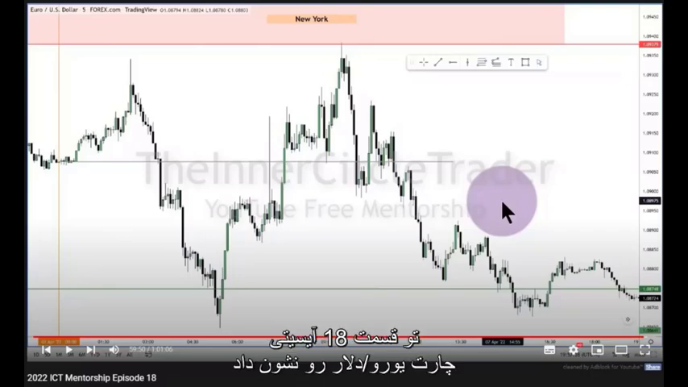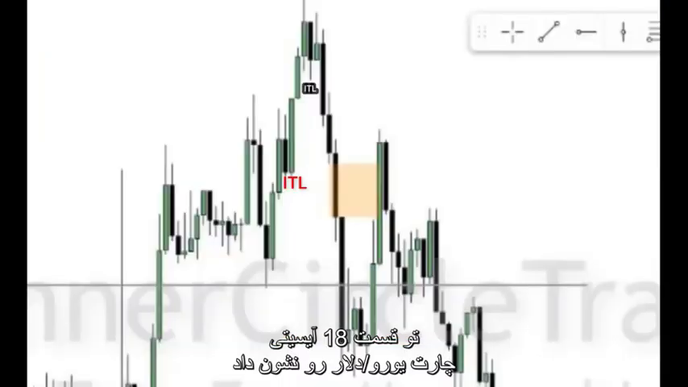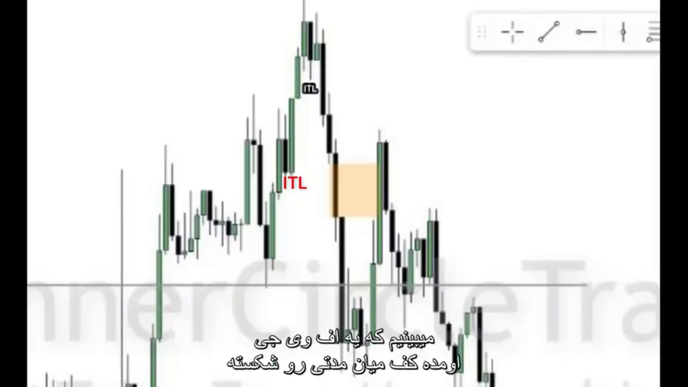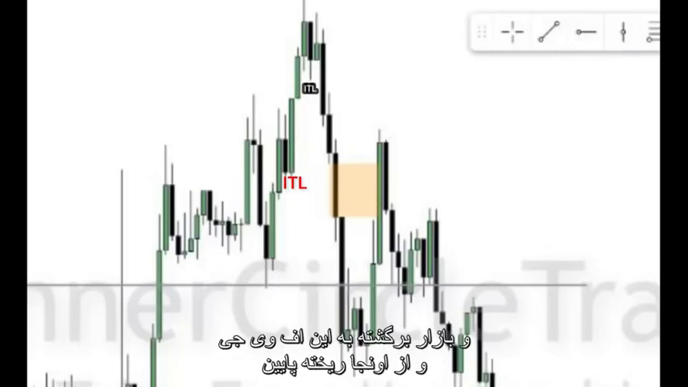In episode 18, ICT shared a EU chart. We can see that a fair value gap broke an intermediate term low. What does the market do? It returns back to this fair value gap before dropping down.